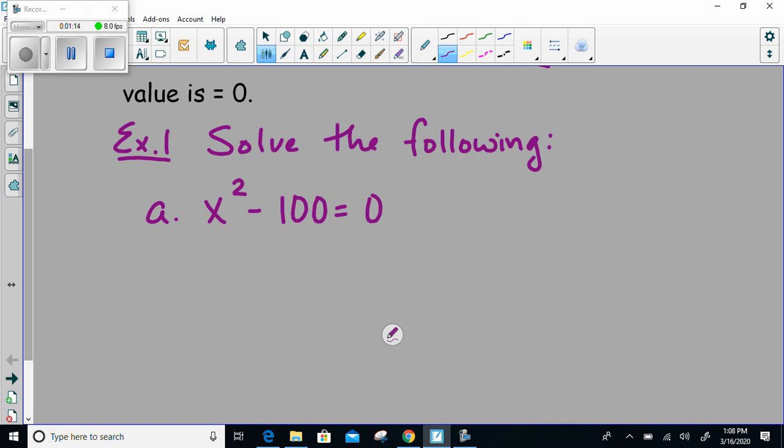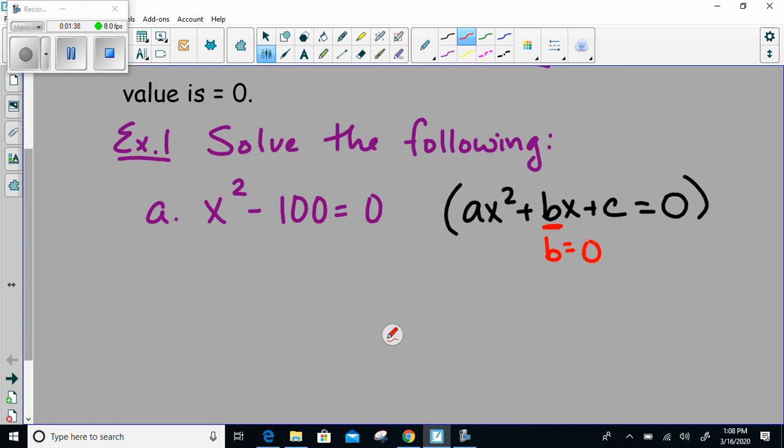A lot of times I'll ask students right out the gate, what would be the first thing you would do to solve this? Looking at the problem, it doesn't seem too difficult, and the first thing I want you to notice is that when you look at a quadratic equation in its standard form, you'll notice that the b value in this case is equal to 0. That tends to make things a whole lot easier for us, so that we can quickly arrive at an answer. So we've got x squared minus 100 equals 0.